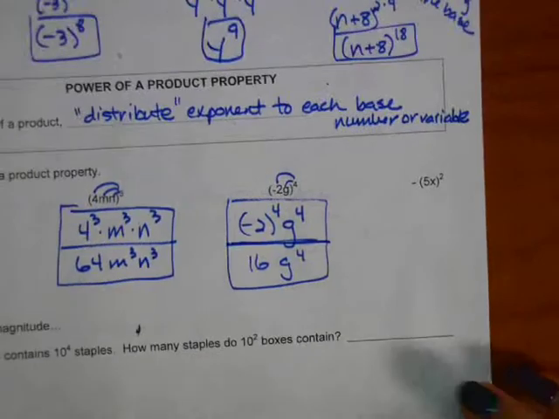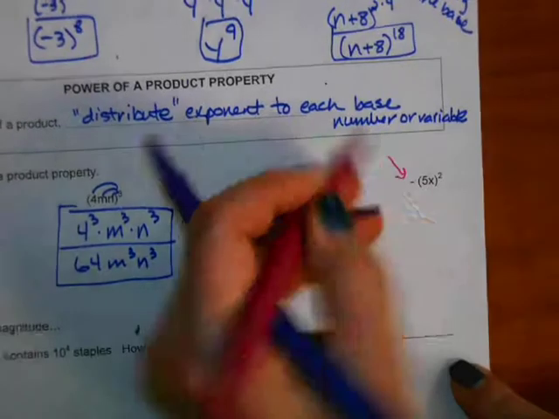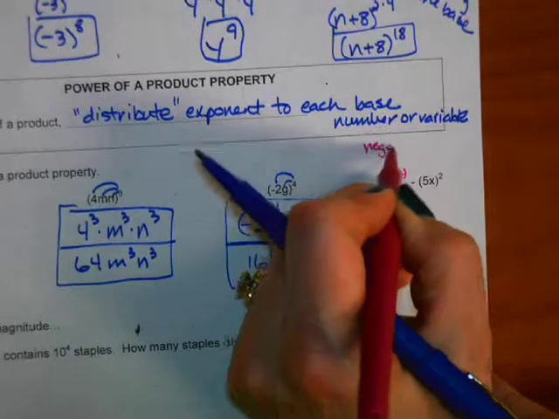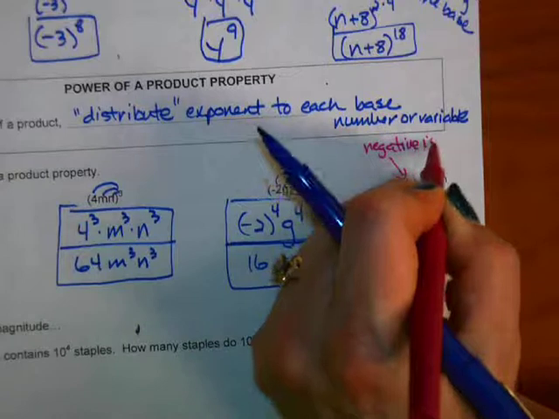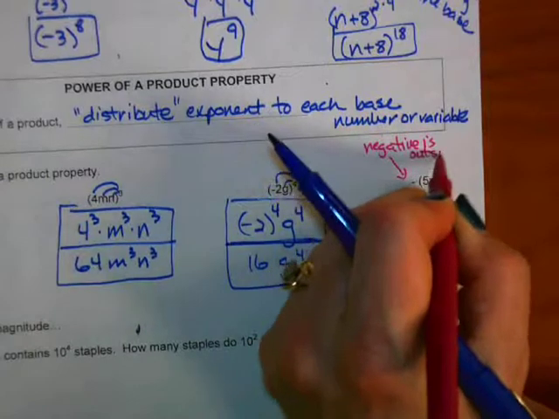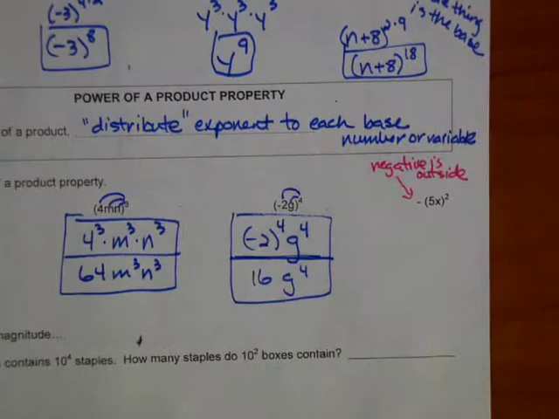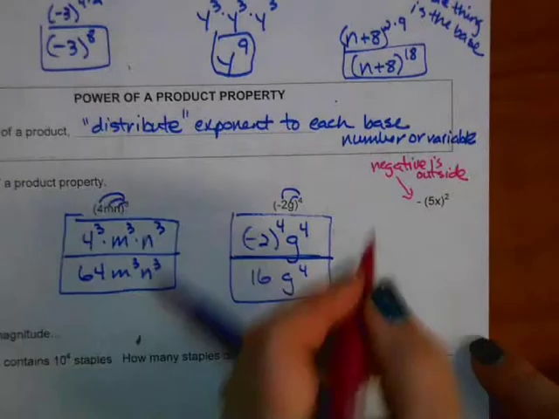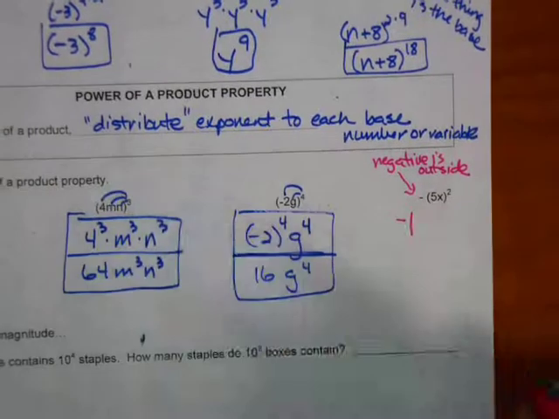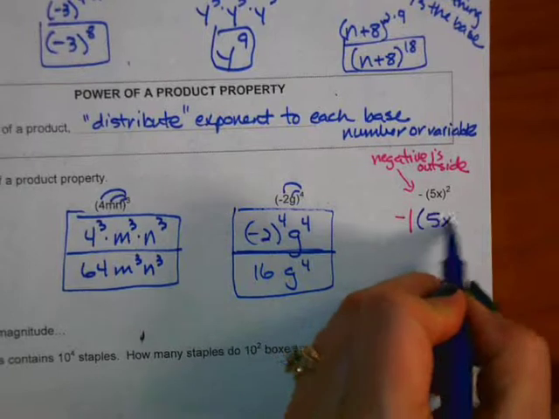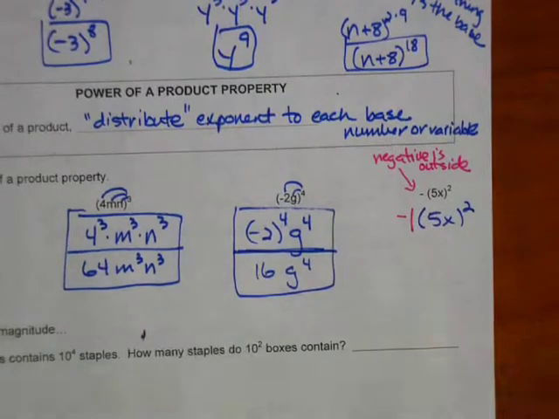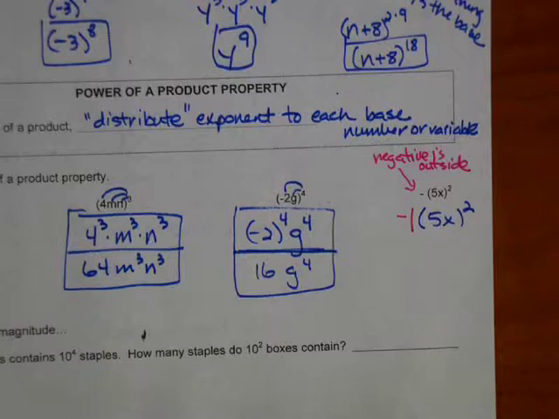Okay, now this one is a little bit different. Notice the negative is outside. It's very important to notice that that negative is outside of the parentheses. That negative is not being squared. Only the stuff inside the parentheses. And it's actually the same as negative 1 times 5x squared. Okay, negative 1 times 5x squared.